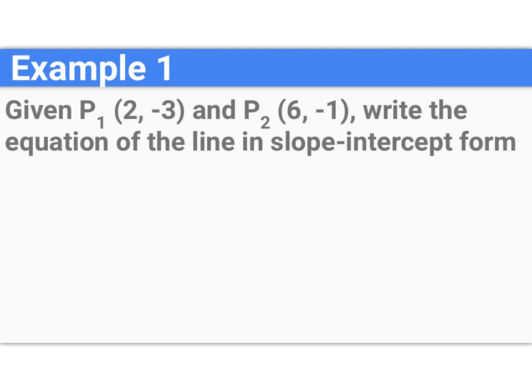So this whole video is very similar to the last video, and in this video I am going to solve problem 4 from the previous lesson. So now watch how we do this. We have a point here somewhere in space, 2, -3 is somewhere down here, and a point here at 6, -1. And now we want to write the equation of the line in slope-intercept form.